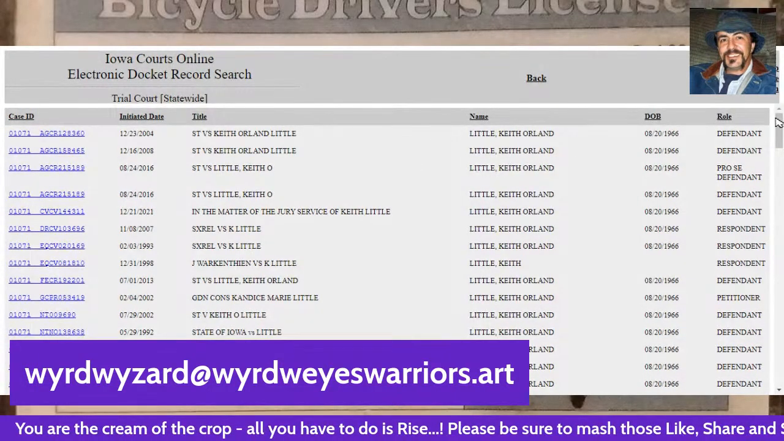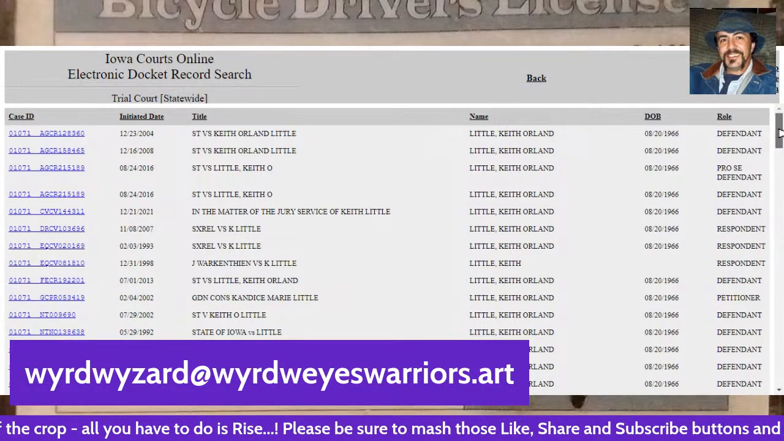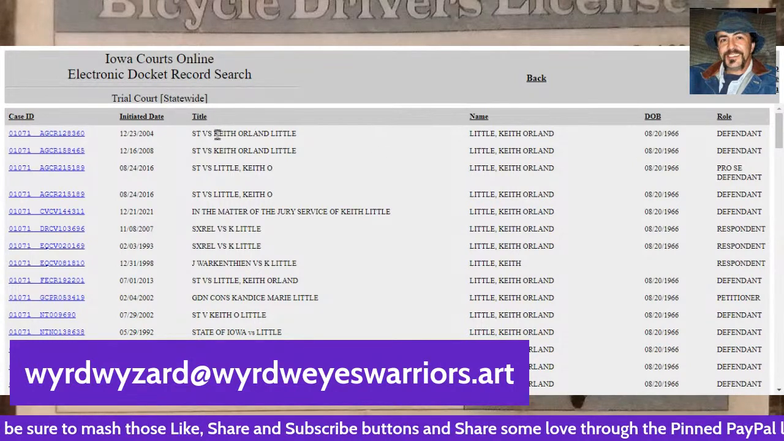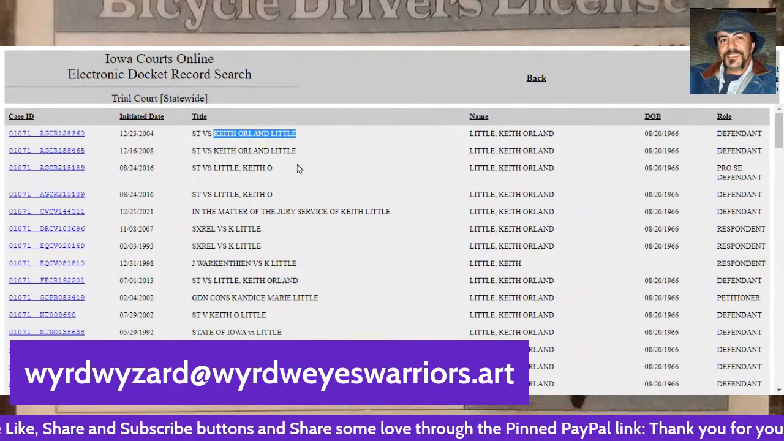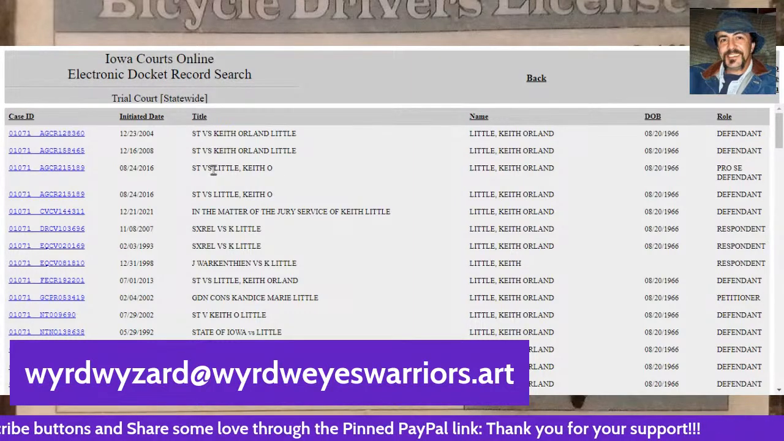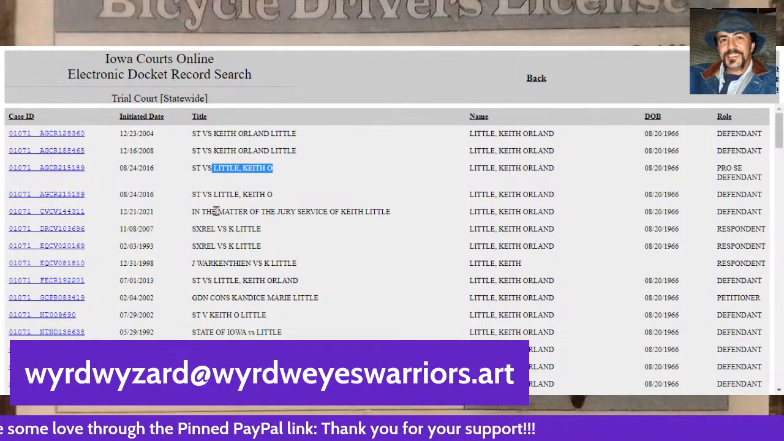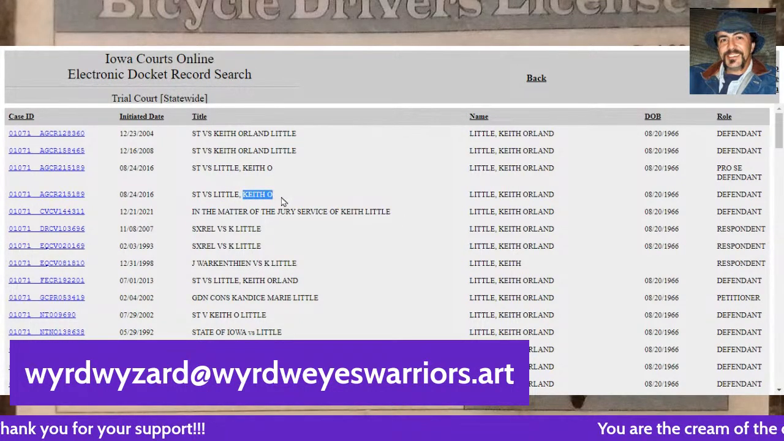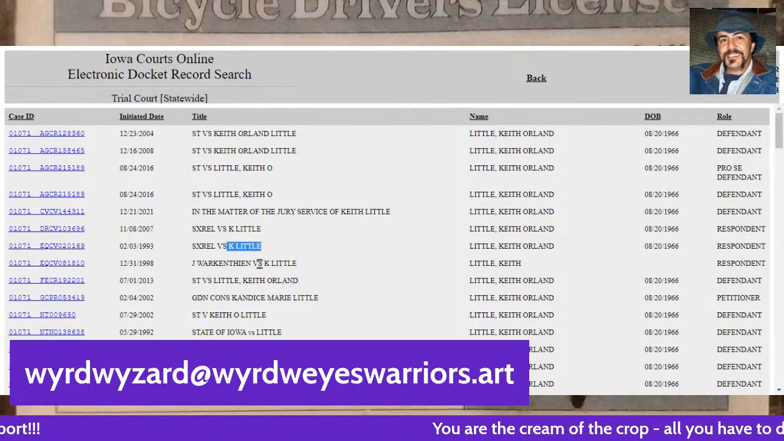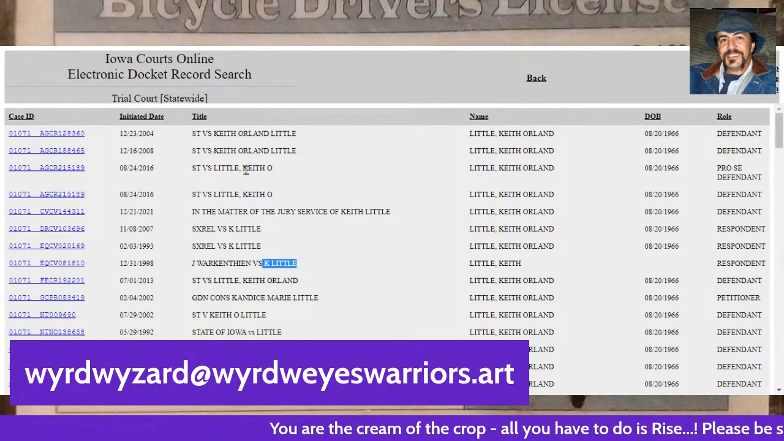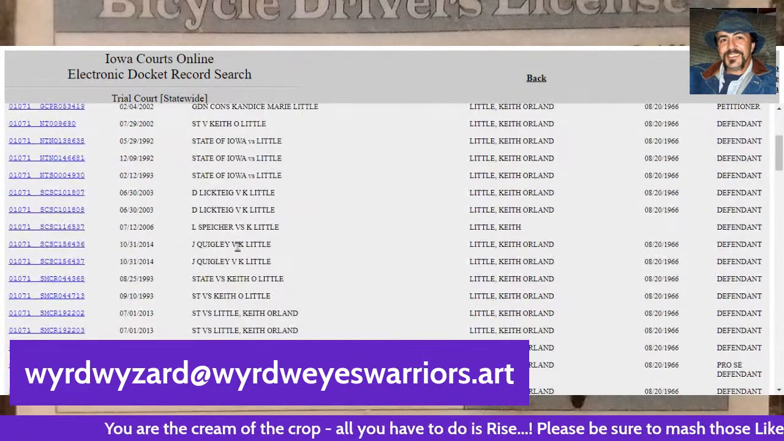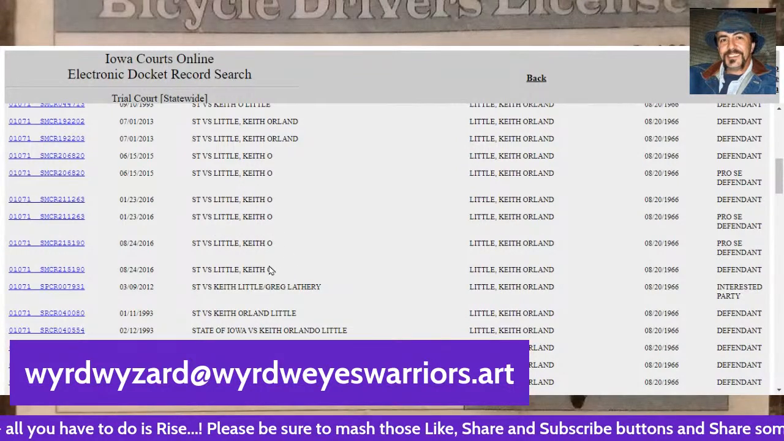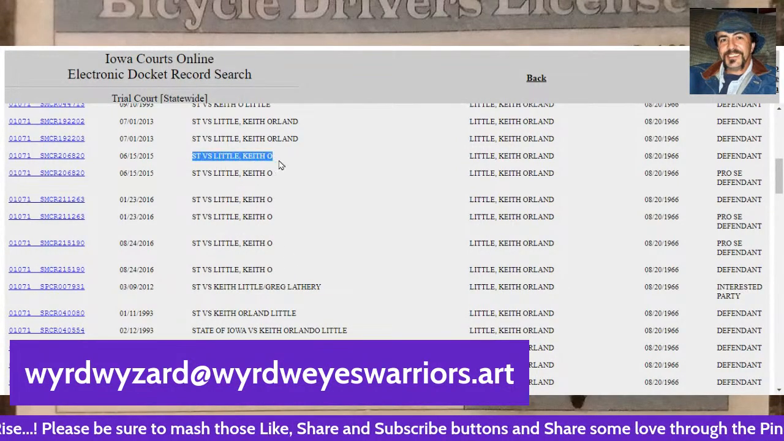What we have here, and I've shown this many times, is the civil and criminal court cases for a Keith Orland Little on this side. And as you see, sometimes it's Little Keith O. But in the matter of jury service of Keith Little, it's most generally Keith Little, K Little, Keith O Little. And here again, you see Little Keith O. These are military.